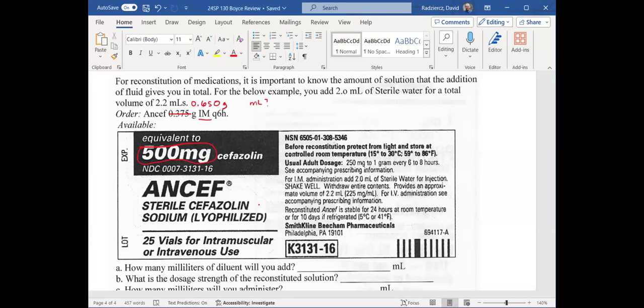When you know you're dealing with a reconstitution type question, that tells you to look at the directions on the side, and you need to read through them. Really, you're just looking for the milligrams per milliliter.